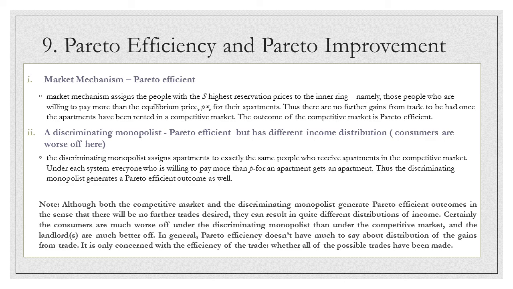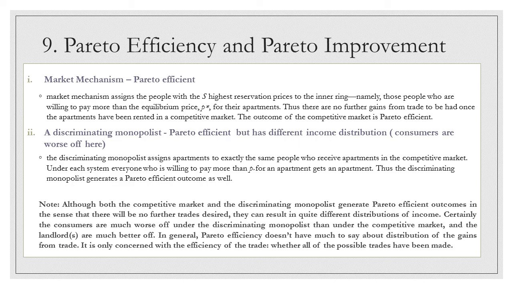Pareto efficiency is only concerned with the efficiency of the trade taking place, and specifically sticking to the question of whether all the possible trades have been made or not. So these two approaches have shown that they both tend to be Pareto efficient, but in the case of the discriminating monopolist, consumers are worse off, and the distribution of income tends to be very different as compared to the market mechanism.